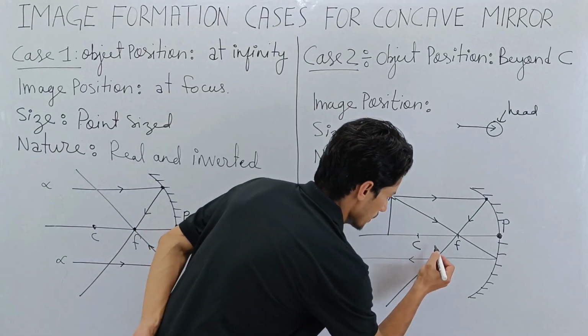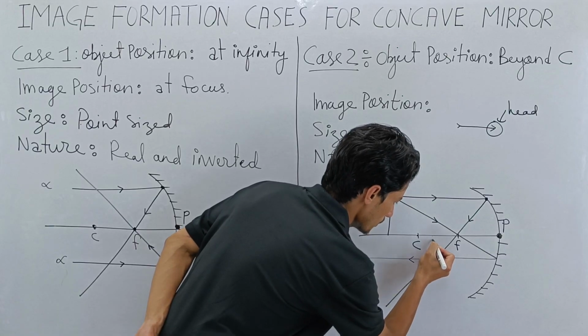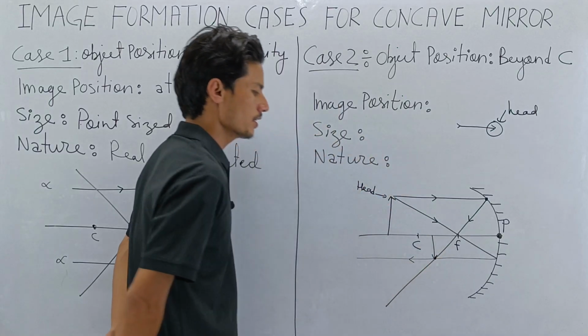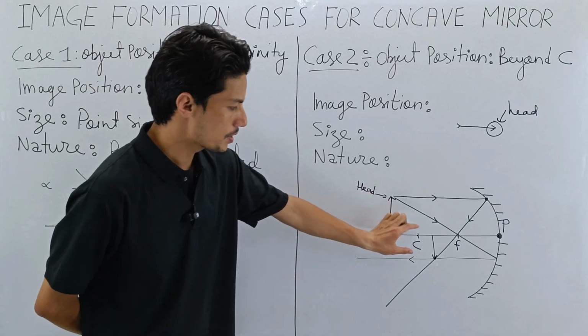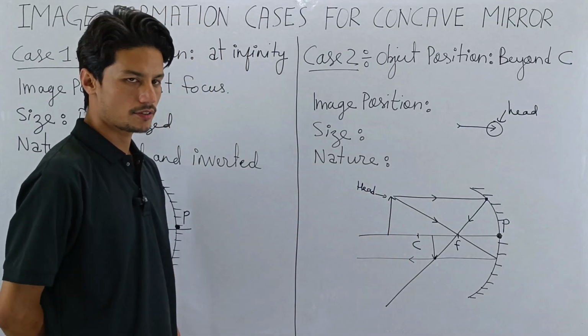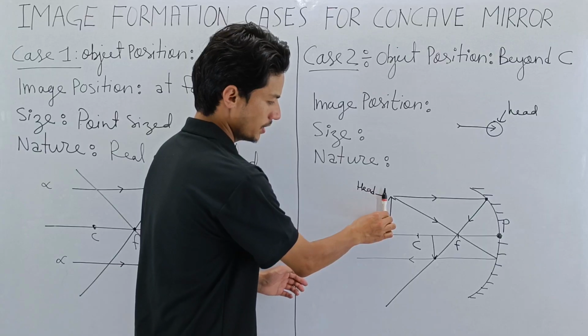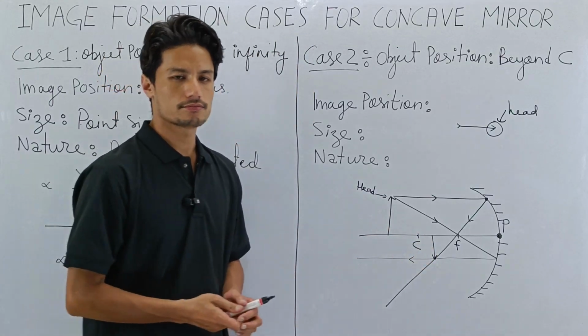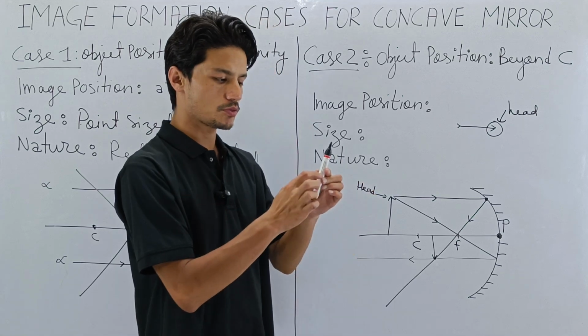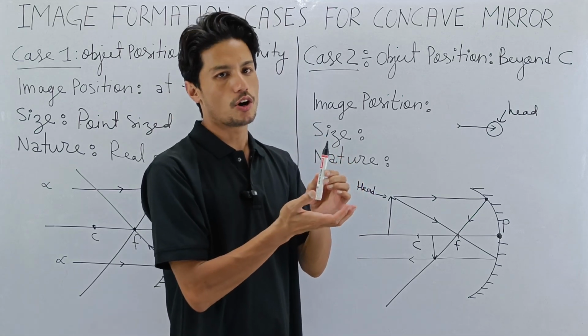So how will the image be? The image will be like this. This is the inverted image of the object. The object is an arrowhead, so the image will also be an arrowhead only. If the object is a marker, then the image will also be a marker. It cannot be a duster. Understood? The image will be identical to the object.